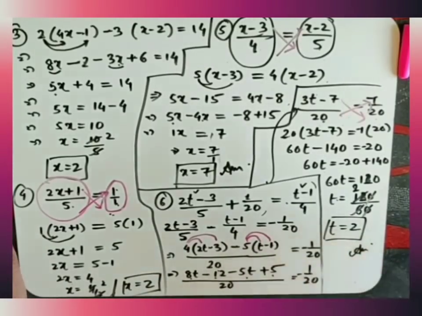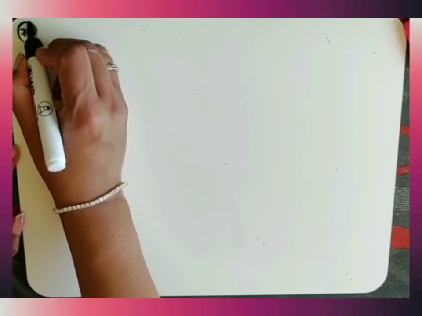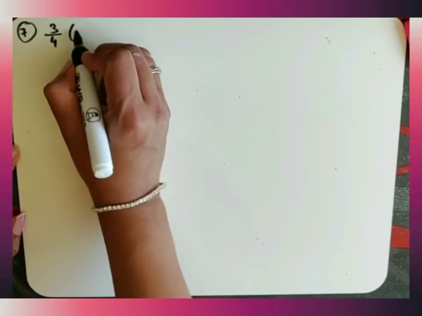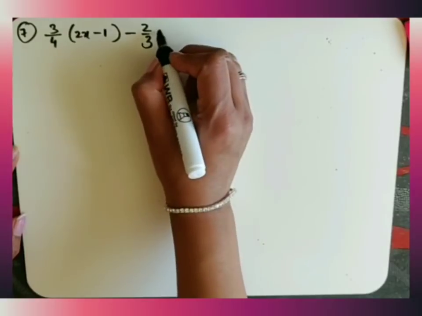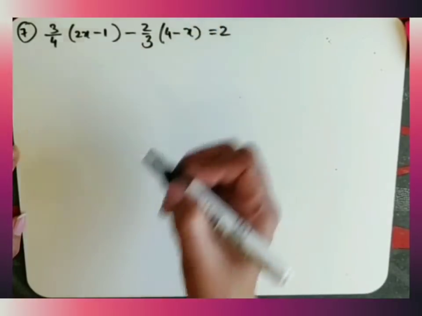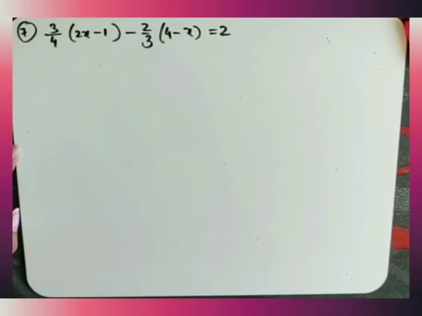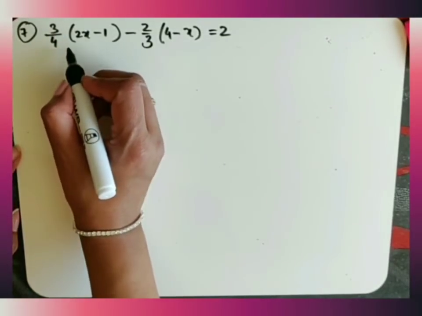Now let's take one more example here. Now let's take this one. Question number 7 is 3 over 4 times (2x minus 1), minus 2 over 3 times (4 minus x), equal to 2. This is the question. Now as this is not in a standard form, we have to rearrange it, multiply and open the bracket and make it in a standard form.